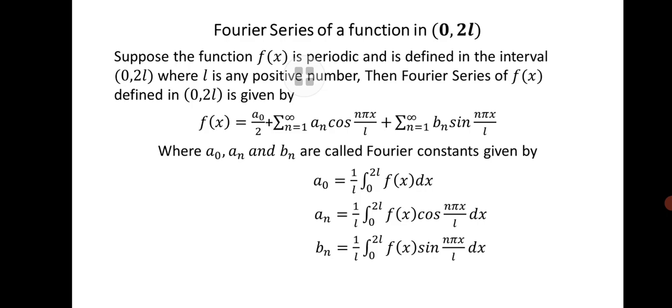Here the unknown terms, the coefficient constants or the Fourier constants, are a0, an and bn. These a0, an and bn we can define according to the intervals 0 comma 2L or minus L comma L. For this interval, that is 0 comma 2L, the a0 value is 1 divided by L integral 0 to 2L f of x dx. An value is equal to 1 divided by L, the integral 0 to 2L f of x cos n pi x divided by L into dx, and bn value is equal to 1 divided by L integral 0 to 2L f of x sin n pi x divided by L into dx.